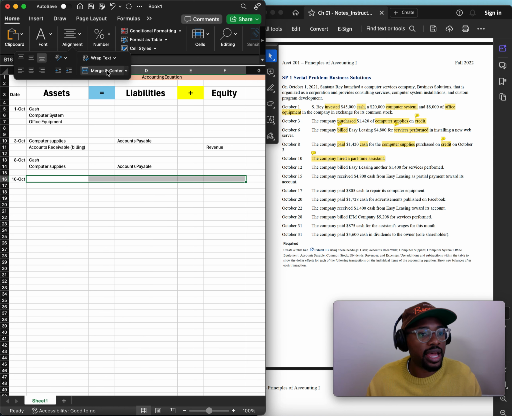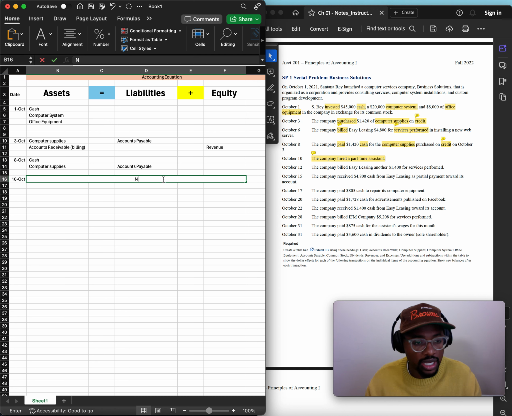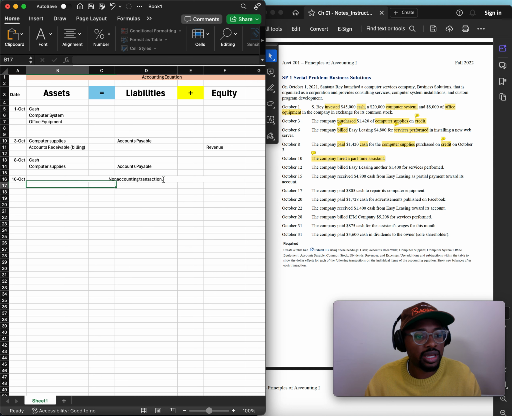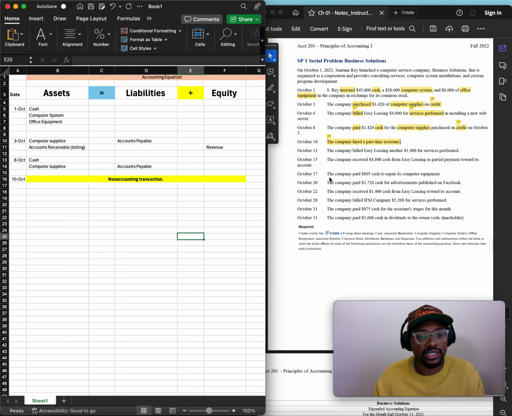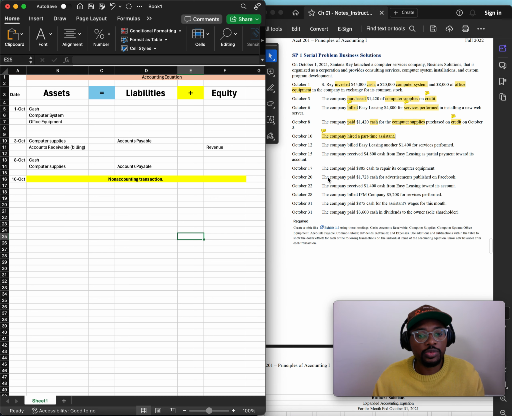Based off of what I said when I first started the lecture, why is this not an accounting transaction? Let me merge these cells and we're going to say non-accounting transaction. I'm not going to give you the answer here. Put your answer in the comment section on the YouTube video and I will reply. I'll try to reply in 24 hours with what the answer really is. You may know it, and then I'll say, yes, that's the right answer, or I'll reply with the right answer. But why is that not an accounting transaction based off of the lecture? All right, let's move along.